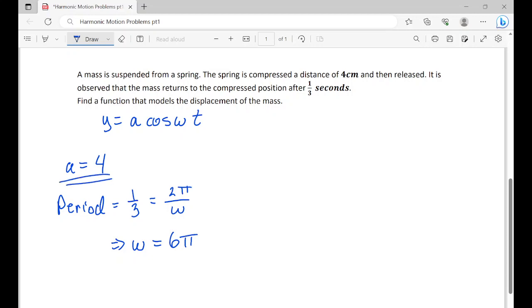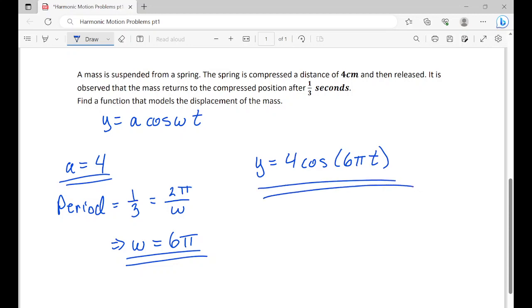So now I have a, I have omega. Now I can plug both into my equation and get my final function. So I'm going to get y equals 4 cosine of 6 pi t. And that would be the function for this question.